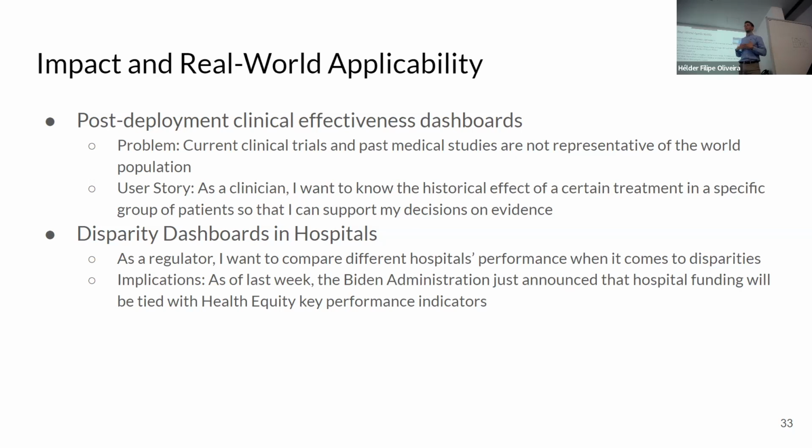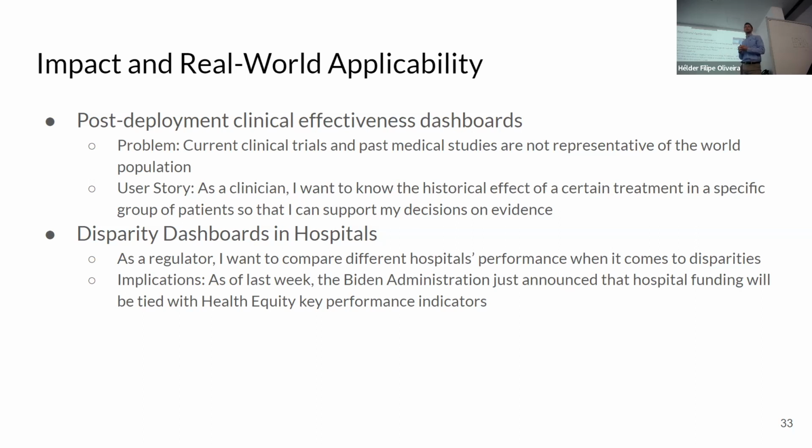So if I have with me a patient who's from a minority and I want to know if this treatment will be effective or not, how can I tell if it's not going to be harmful instead? These dashboards would leverage TMLE to use past history data and say if this treatment will or won't have negative effects on these subpopulations. And the other use case is also disparity dashboards in hospitals.